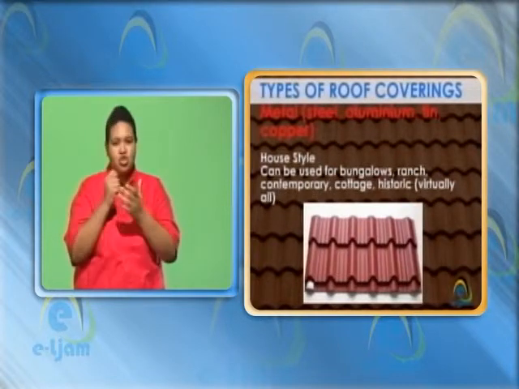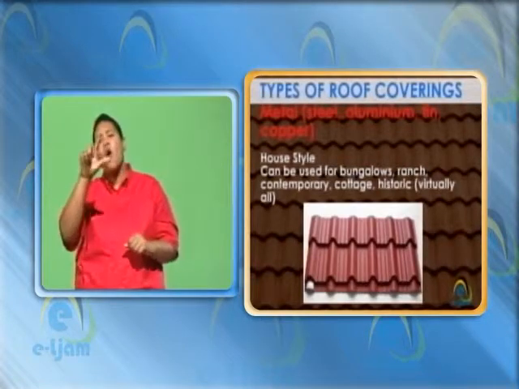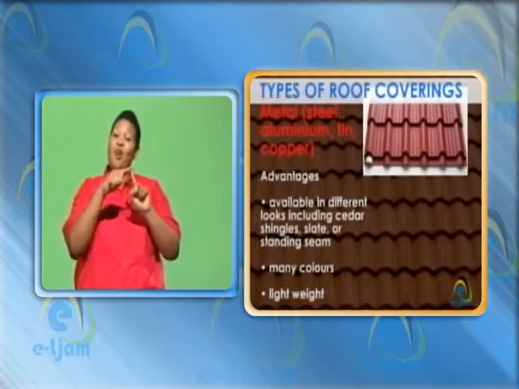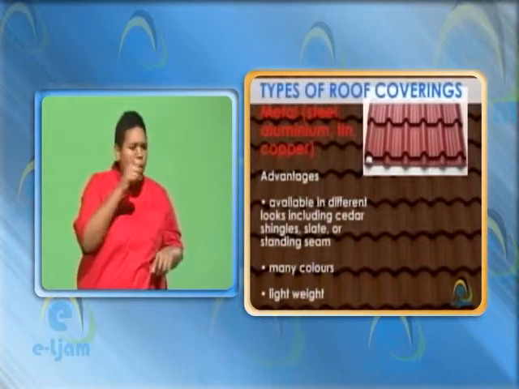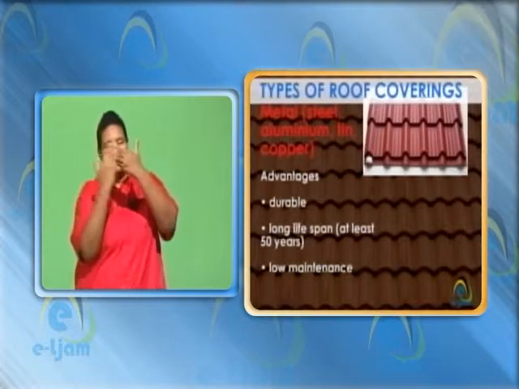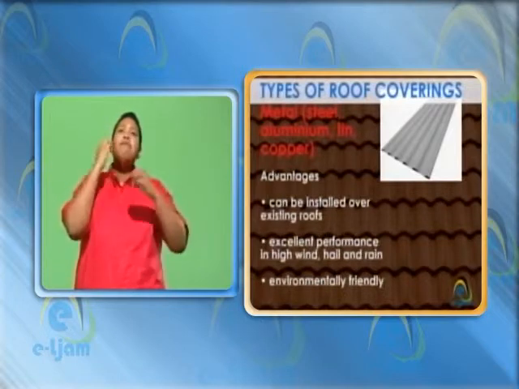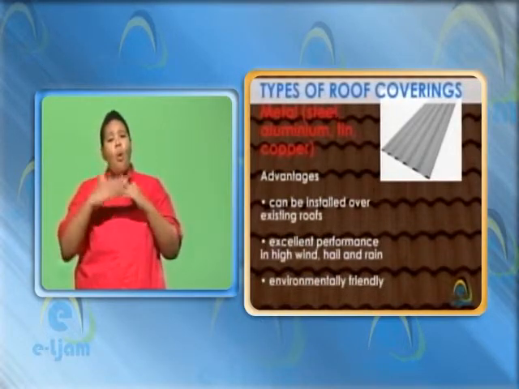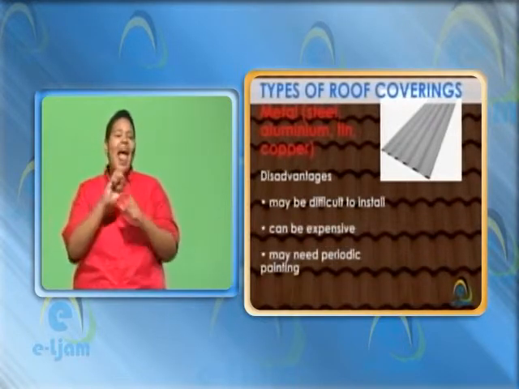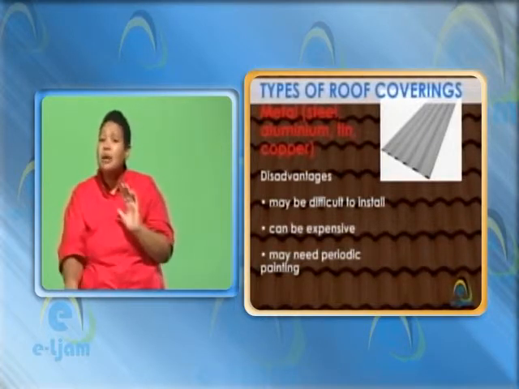Metal: steel, aluminum, tin, copper. House style: can be used for bungalows, ranch, contemporary, cottage, historic, virtually all. Advantages: available in different looks including cedar shingles, slate, or standing seam. Many colors, lightweight, durable, long lifespan, at least 50 years, low maintenance, can be installed over existing roofs. Excellent performance in high wind, hail, and rain. Environmentally friendly. Disadvantages: may be difficult to install, can be expensive, may need periodic painting.